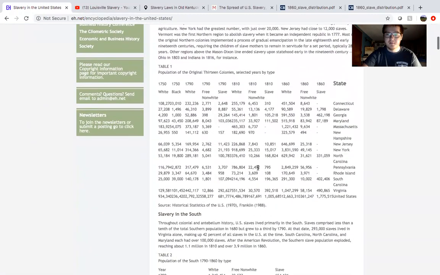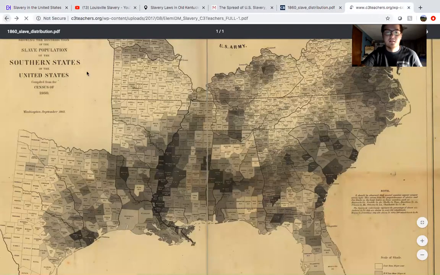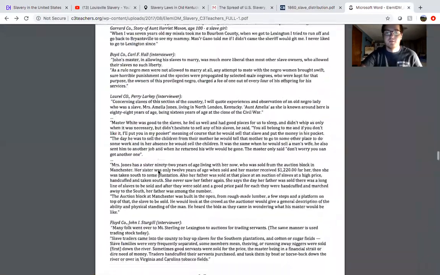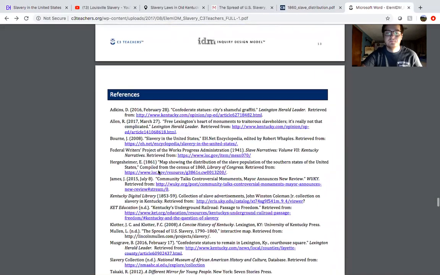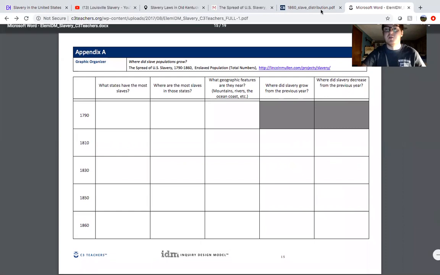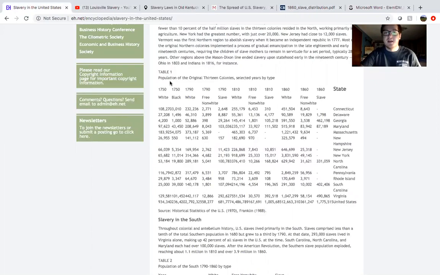So we have a little bit of commentary up here. This is what's going to help you a lot, and I'll actually pull it up beside it, and I'll walk through part of the formative performance task with you. So let's look at 1790. Which states have the most slaves? This source is where you'll find your exact numbers so we can compare our exact numbers. So we have the 13 colonies on the right side. Table 1, we have the population of the original 13 colonies, selected years by type.